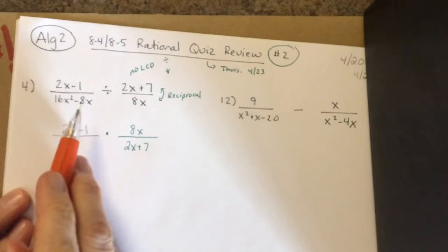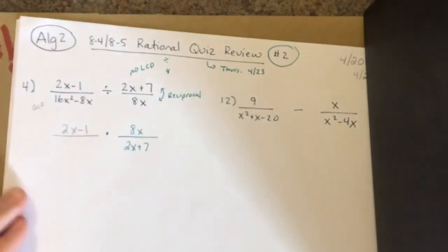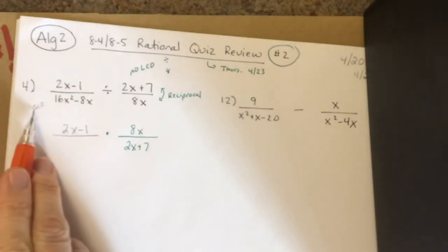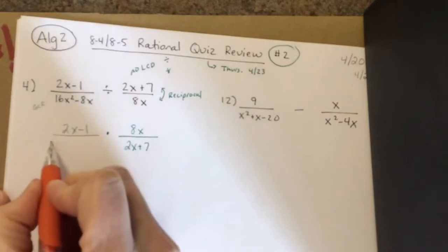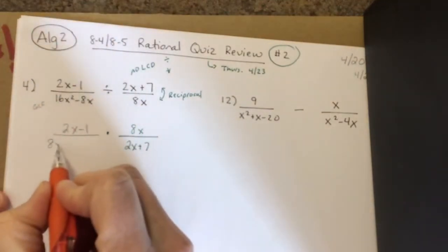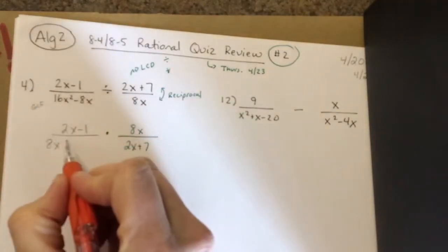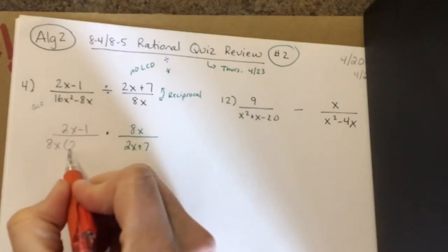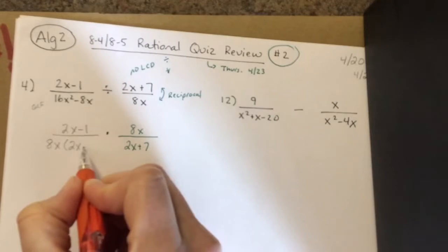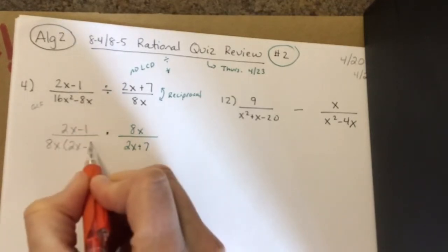16x squared minus 8x factors. We're going to look for the greatest common factor. What number do they have in common? The greatest number they have in common is an 8. And between x squared and x, they have an x in common. So the GCF is 8x. Then you're left with 16 divided by 8, 2. X squared divided by x, x. Minus, if you take the whole entire term out, you're left with 1.